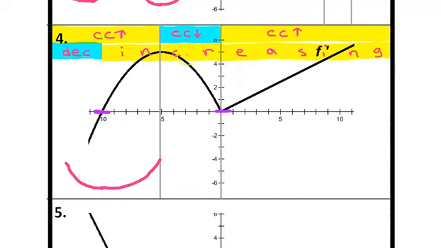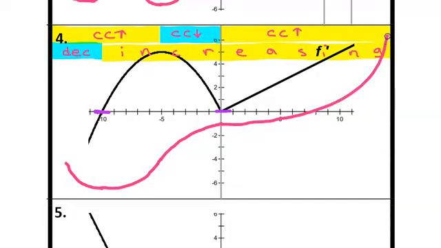In the next interval, it should be increasing and concave down with a horizontal tangent line at the end. So here we go. Increasing, concave down with a horizontal tangent line at the end. And then in the last interval, it should be increasing and concave up for the rest of the way. So here we go, increasing and concave up.